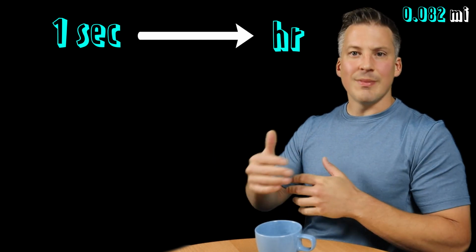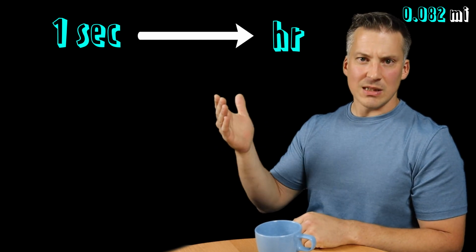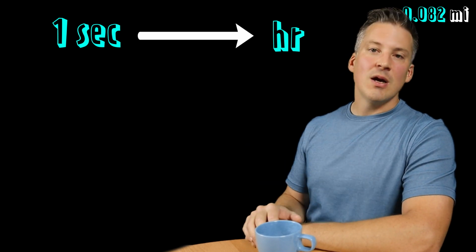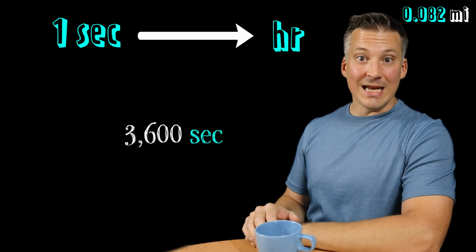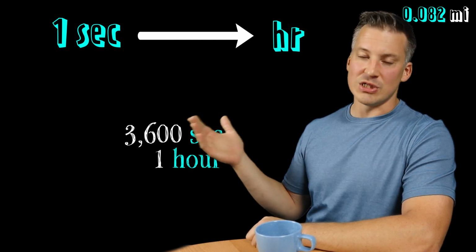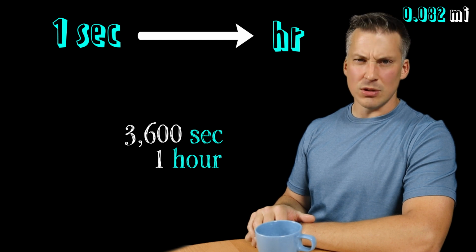Now you might need to do it in 2 steps. So we would go from seconds to minutes and then minutes to hours. But I'm going to tell you that there are 3,600 seconds in 1 hour. So once we know that relationship between the unit we're converting from, which is seconds, and the unit we're converting to, which is hours, we can do it in 1 step.